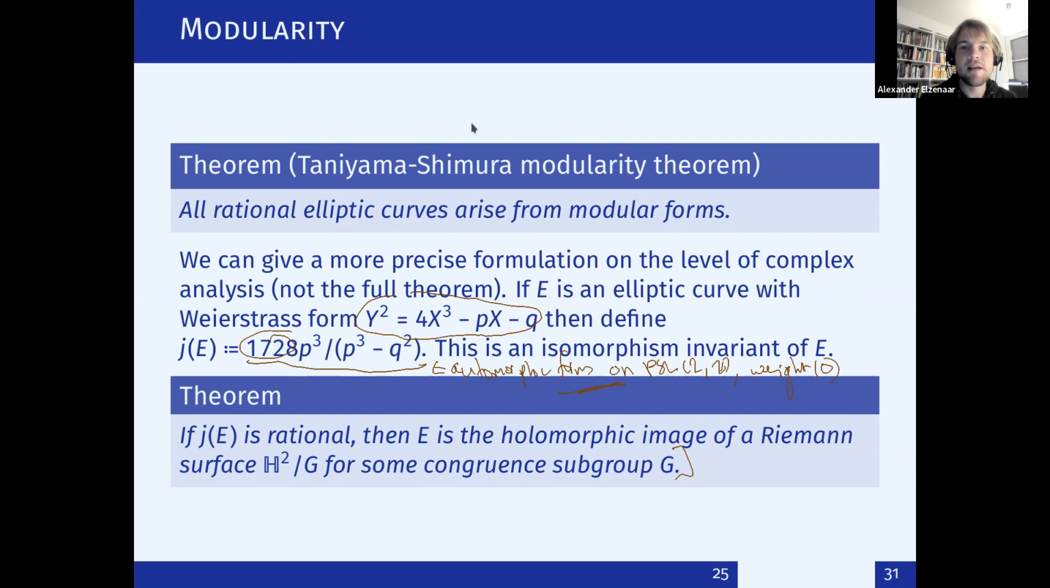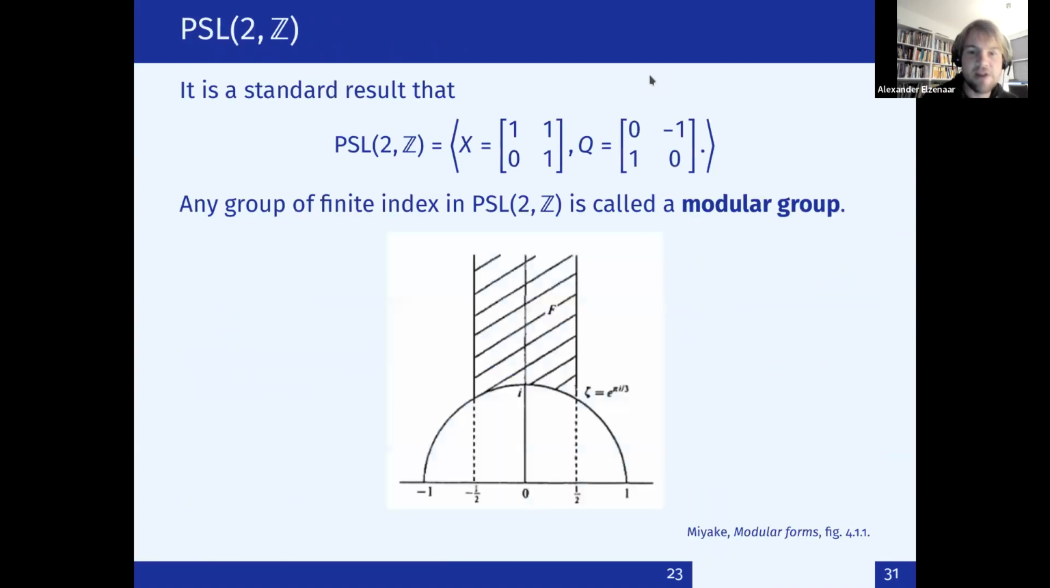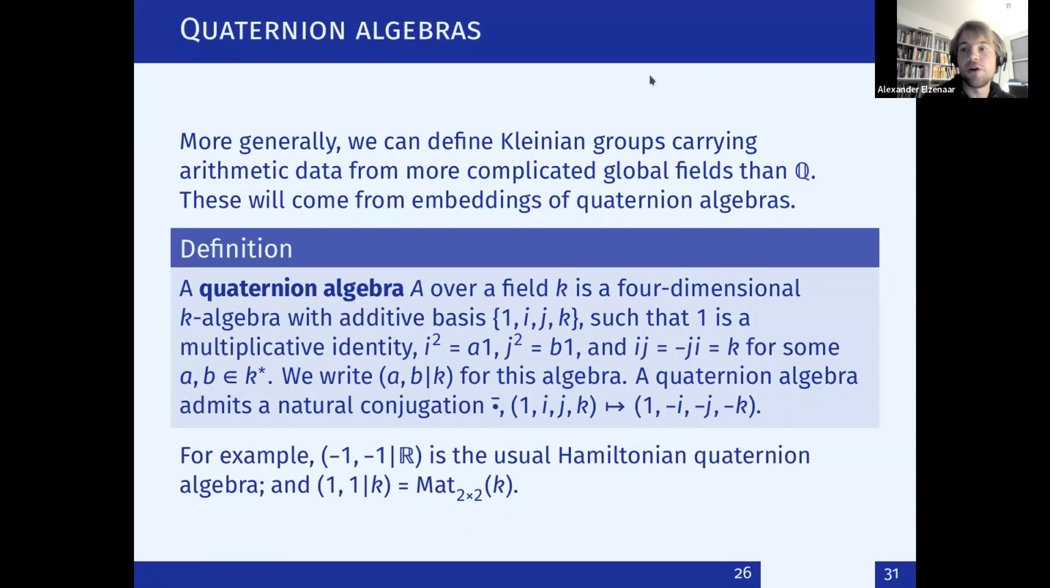I think it's basically all I have time for. Let me just go through the rest of my slides and see if there's anything I want to mention. Oh yeah, so I won't go through any of these details, but you can generalize this construction of PSL2Z and finite index subgroups in PSL2Z to non-commutative algebras and global fields other than the rational numbers.